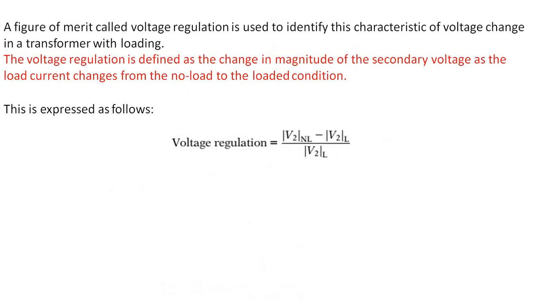Voltage regulation. A figure of merit called voltage regulation is used to identify this characteristic of voltage change in a transformer with loading. The voltage regulation is defined as the change in magnitude of the secondary voltage as the load current changes from the no load condition. This is expressed as voltage regulation equal to no load minus full load, divided by full load, into 100.